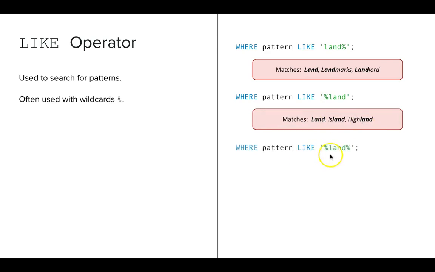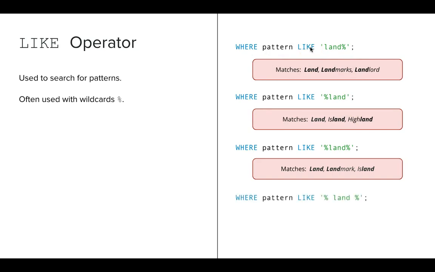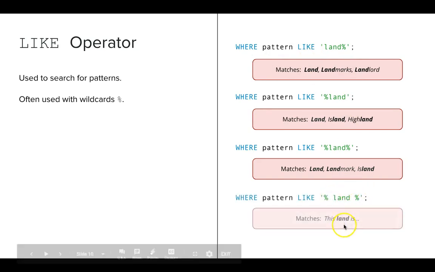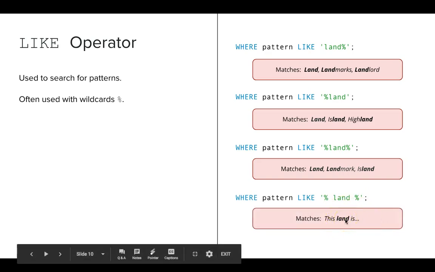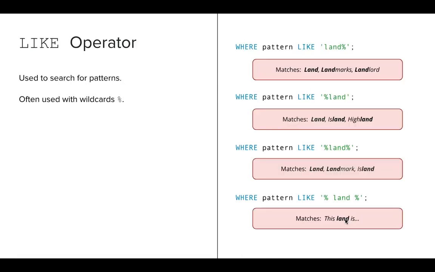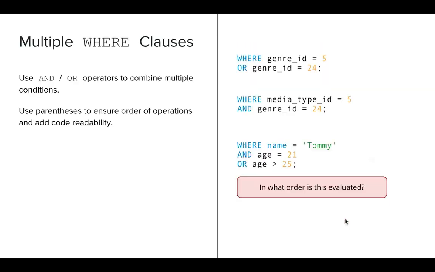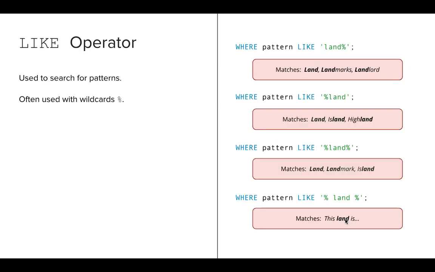Or we could also do this as well. We check both, and now we find land, landmark, and island. So LIKE allows us to build an even more refined search. Or you could even do spaces here like this if you're looking for something like this land. Pretty nifty. All right, let's go ahead and try that out.